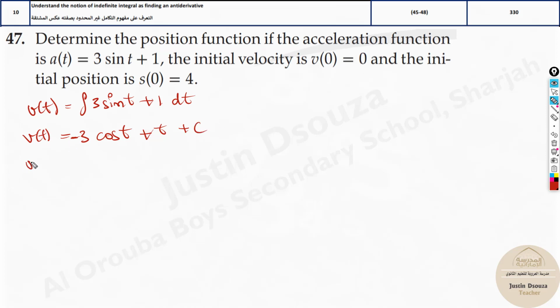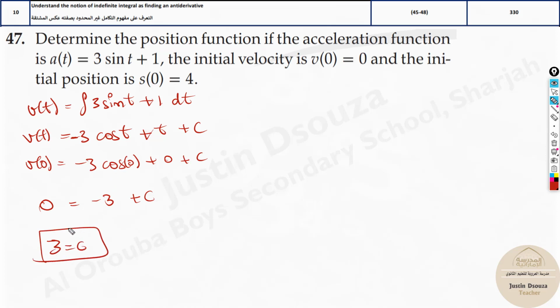Now how do you find the c? So we know the initial velocity v of 0 is over here 0. So let's substitute t as 0 everywhere. So minus 3 cos of 0 plus 0 plus c. Now what is cos of 0? If you put it in the calculator, you'll get 1. So minus 3 times 1 plus 0 is gone, plus c will be equal to v of 0, which is 0. So 3 will be equal to c. So this is the constant of integration for the velocity function. So velocity with respect to time t will be minus 3 cos t plus 3.